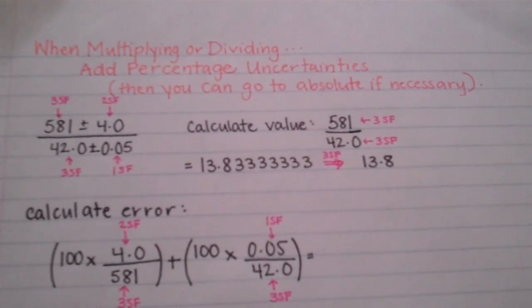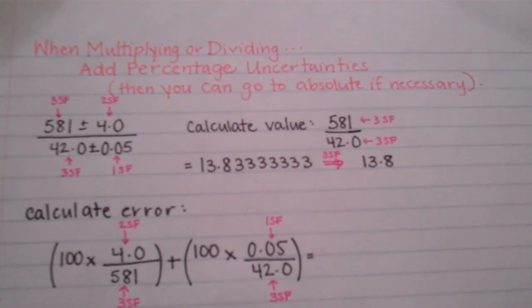13.83333333. Now I know that that does not represent the actual values that I get in the laboratory, because I know that my equipment is not that precise. So I need to look at my initial values and think about my Sig Fig rules to determine what my final answer should be. And I see that 581 has 3 Sig Figs and 42.0 has 3 Sig Figs as well. And I'm dealing with the multiplication rule, which means I need the least amount of Sig Figs as my final solution.